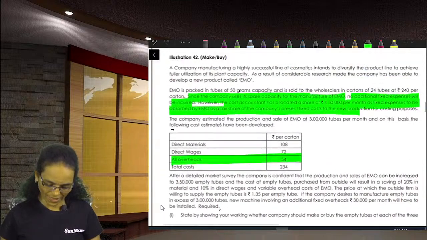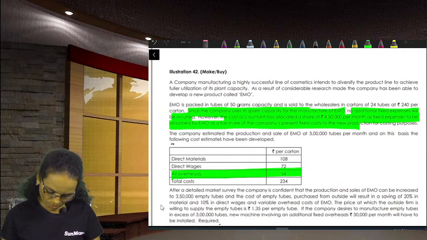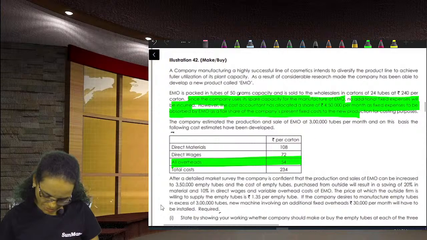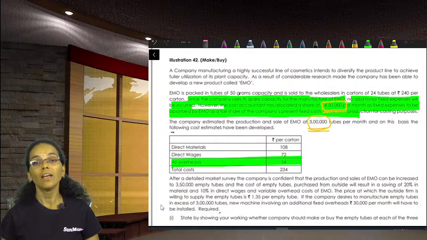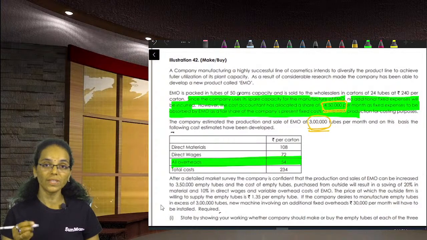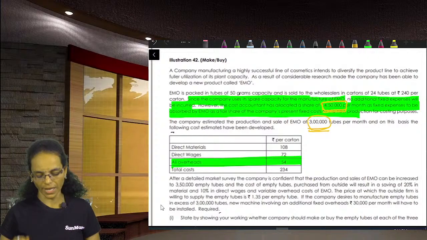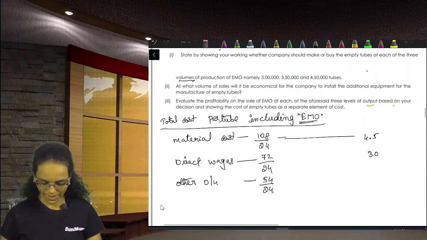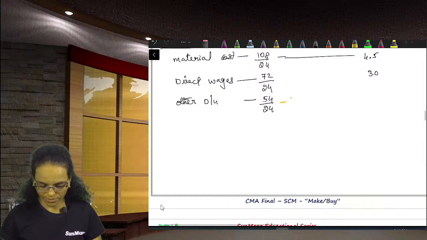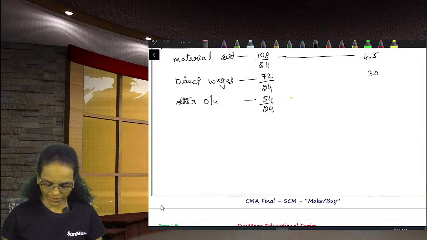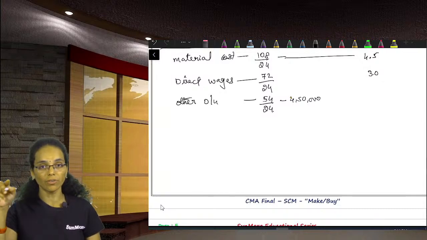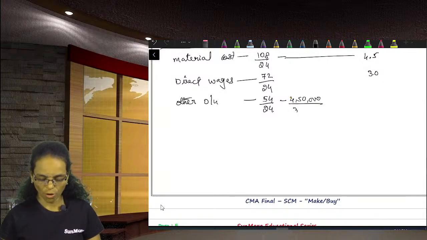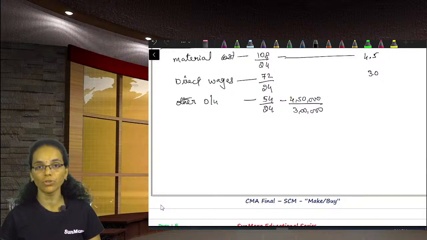So how will we calculate? See, as of now we are manufacturing 3 lakh units. For the 3 lakh units, we have added 4,50,000 rupees as a fixed expenditure. So this needs to be removed from our expenditure, since anyhow we are not incurring it. So 4,50,000 rupees is the fixed expenditure allocated for this particular product. For how many units are we manufacturing? 3 lakh units.